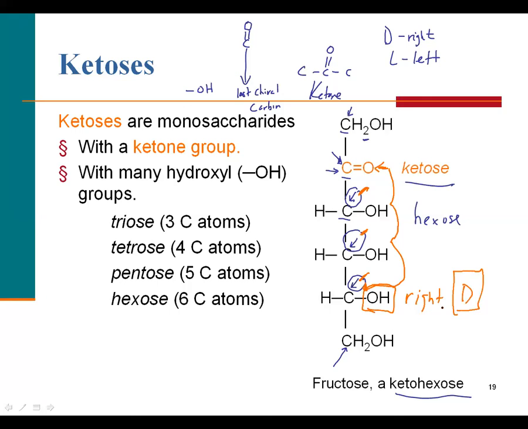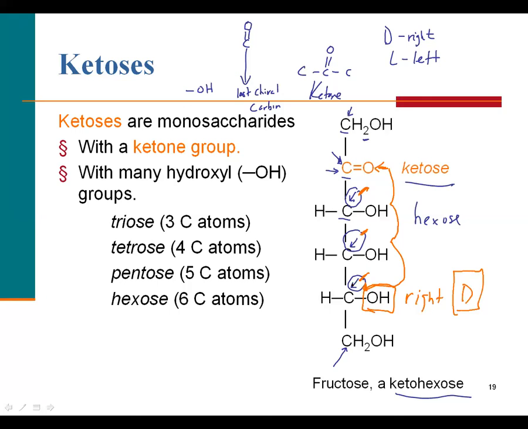So to determine D or L, you want to find first off where the carbon-oxygen double bond is. And it usually is towards the top of it when it's drawn. And then you want to find the last chiral carbon away from it. And then once you find that last chiral carbon, you want to find whichever side that OH group is, either on the left or the right.